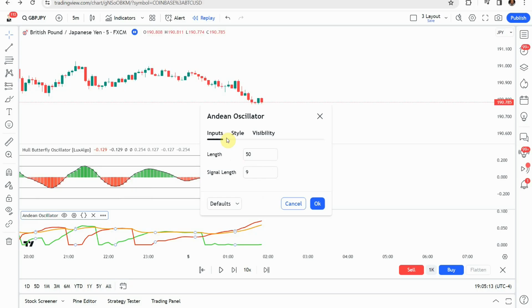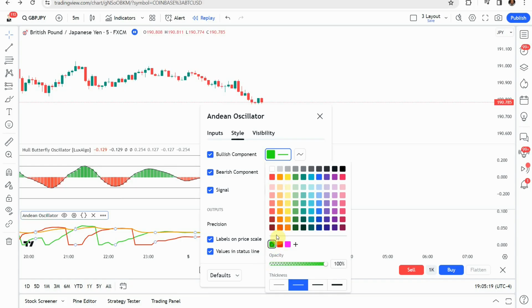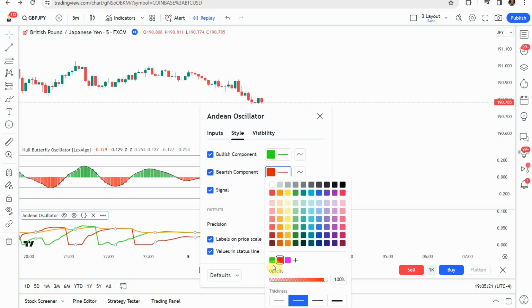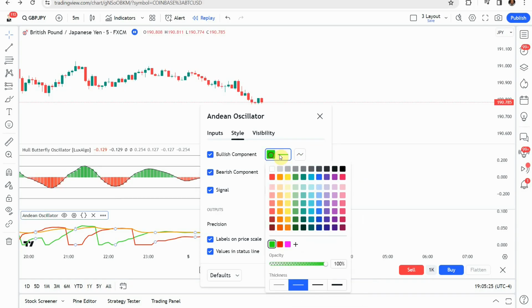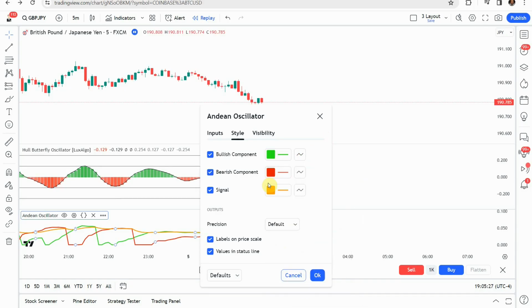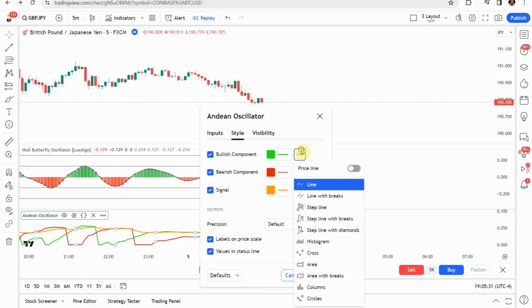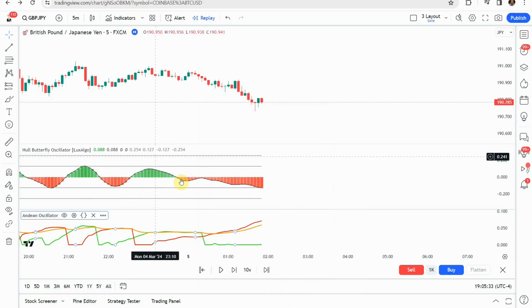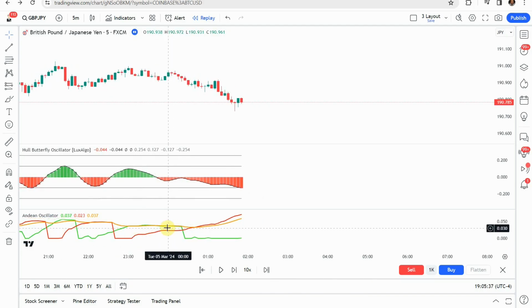I did go in and under the style tab here, I made the bullish component this vibrant green color, the bearish component the vibrant red color, and I bumped up the line weight of these to the next one up, the second selection there, just so that way you can see them a tad bit easier. And of course, you can see down here at the bottom, it just makes them a tad bit more visible.